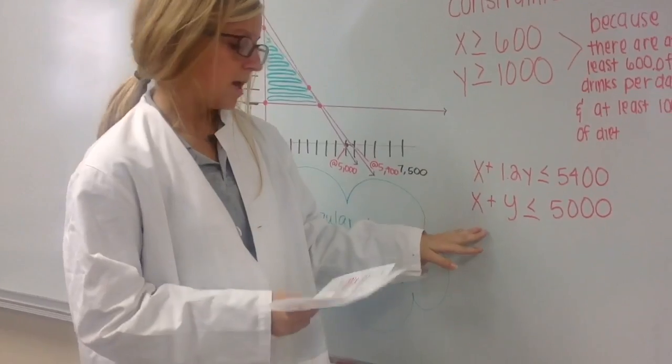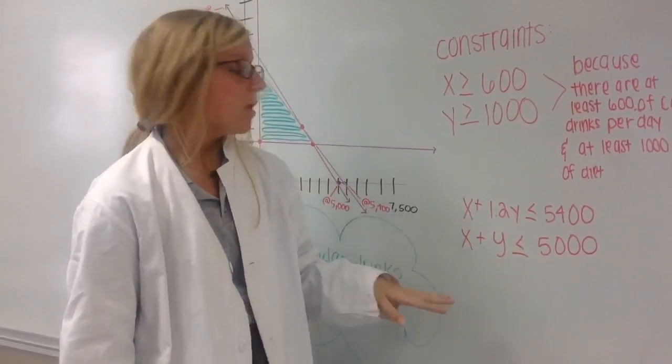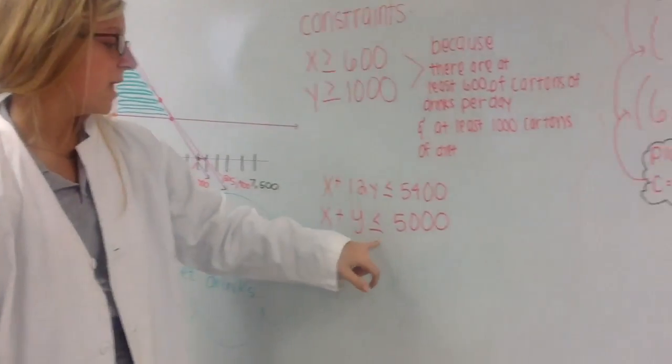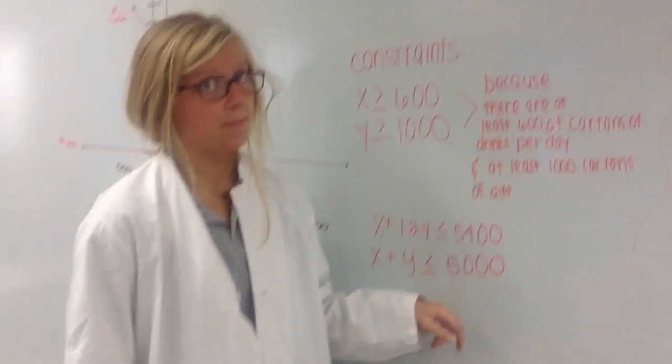Now, this one has to do with the cartons per day. So we have X plus Y has to be less than or equal to 5,000, which is the amount of cartons that were produced per day.